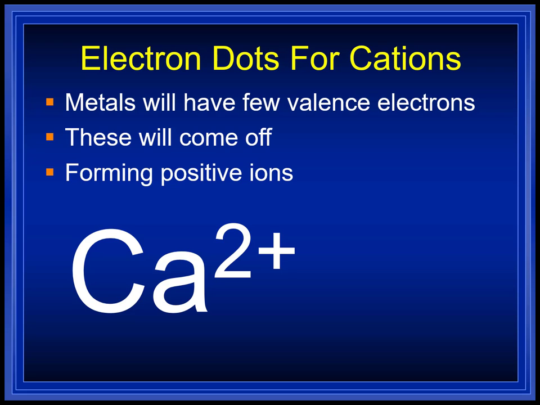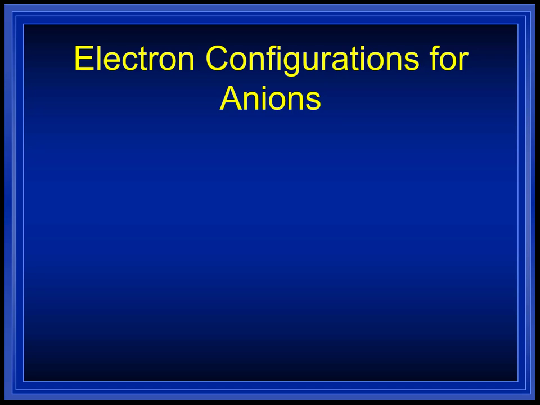Okay? So that's what cations are going to do. So see the advantage of dots over electron configurations. That's a lot shorter, right? This is a lot shorter than the one we did with writing out the whole configuration. Okay. Last chapter, the next thing we did was the electron configurations for anions.